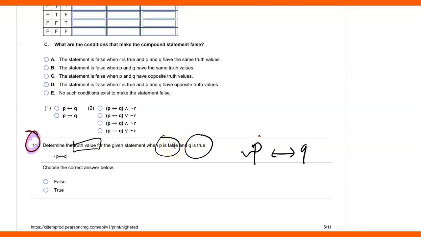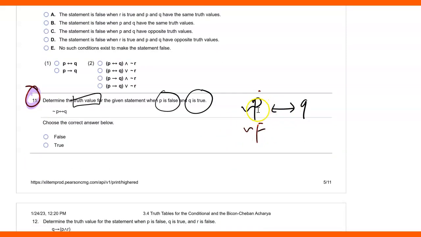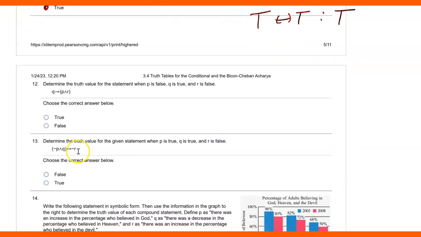P is false. Therefore, I'm writing F for the truth value of P. Still, we have a not in the front. Double arrow. Q is true, therefore I put T for Q. Now, not F, the truth value is true, and double arrow true. And notice that in a biconditional, true double arrow true is going to be true. Therefore, the answer is true. Okay.